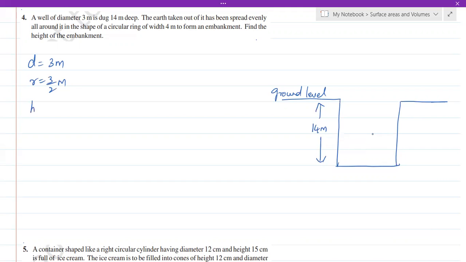Let's take the height of the well as capital H, which is 14 meter. We have to find the height of the embankment. Let me take it as small h. Now, the embankment is something on top of this. The shape looks something like this. This is the ground level. On top of this, you build it.